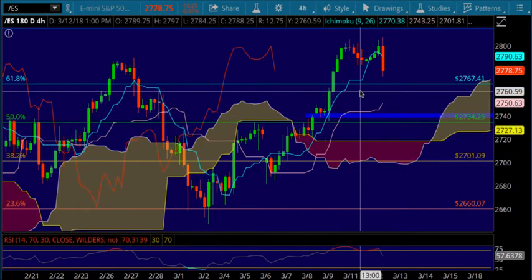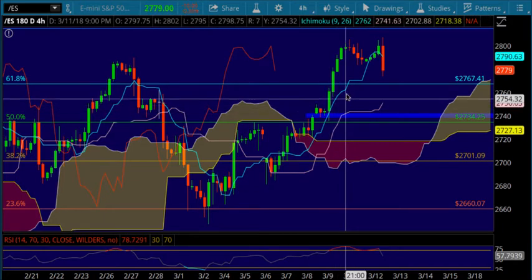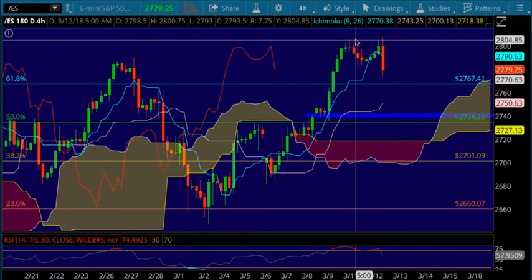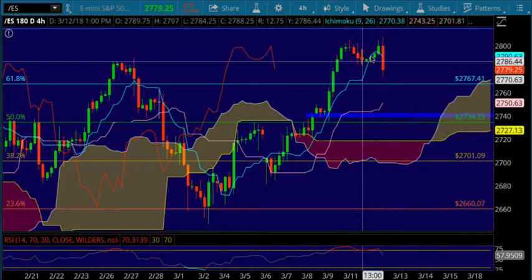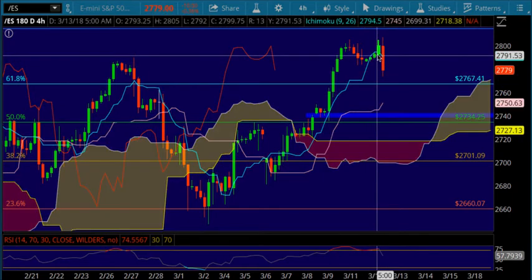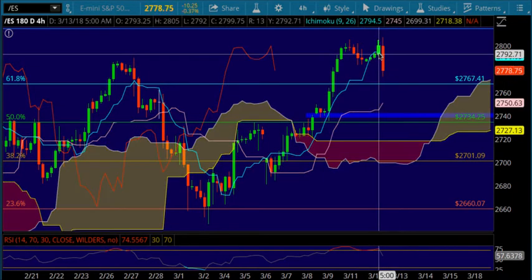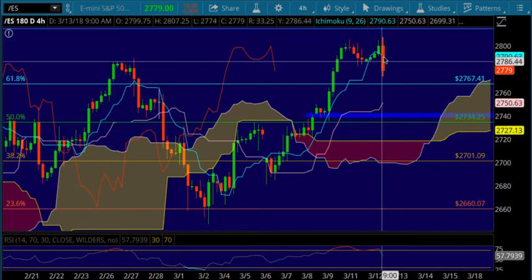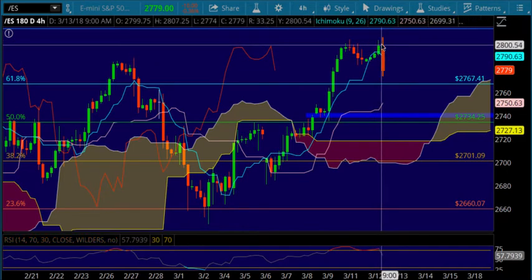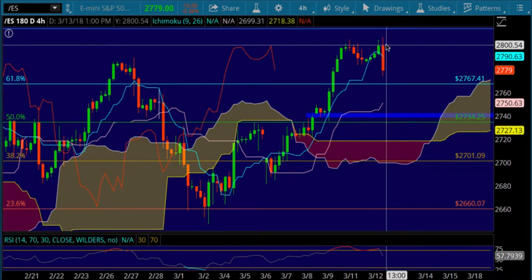On the 4-hour, we see that after we put in that peak on Friday, we came down and tested the Tenkan-sen. We traded under the Tenkan-sen, then we regained the Tenkan-sen. Then this morning, we went much higher than the Tenkan-sen, but we kept finding resistance in this 2800 area.